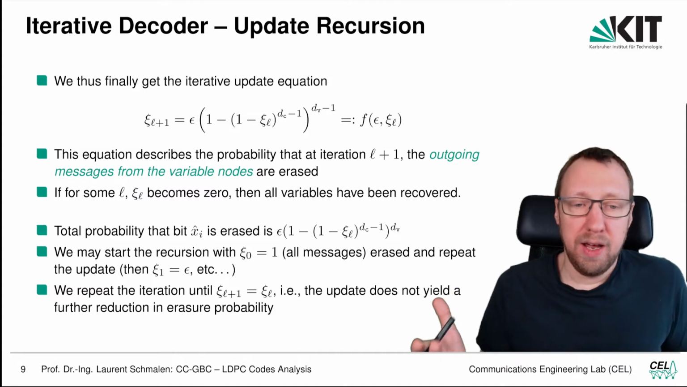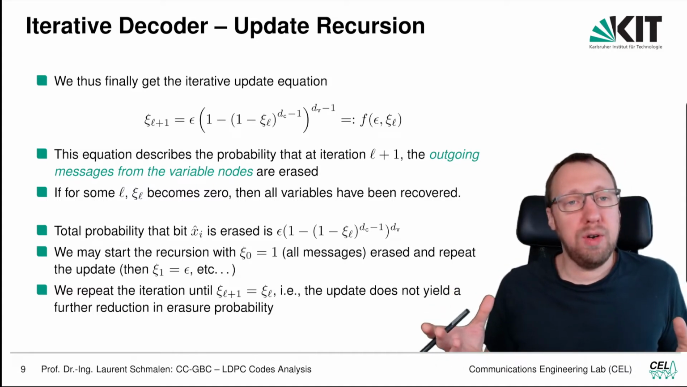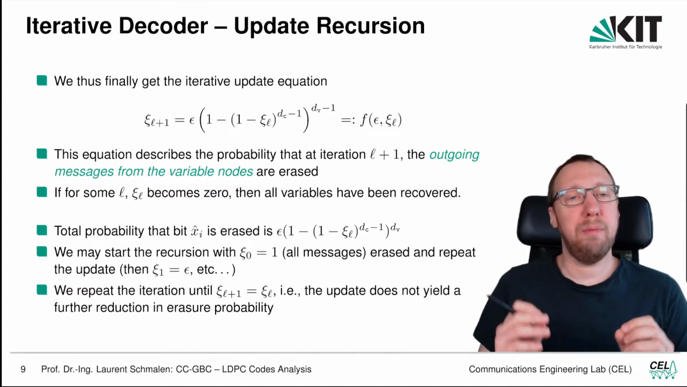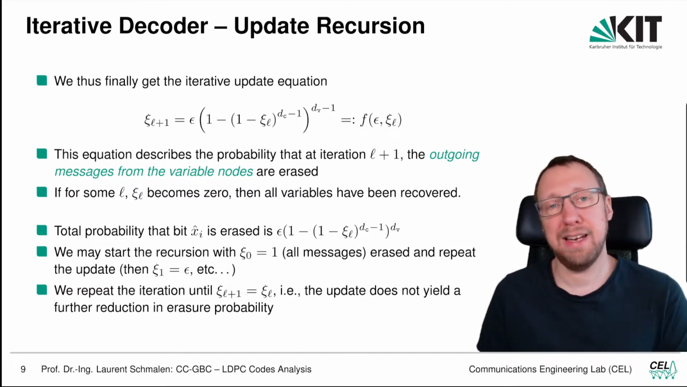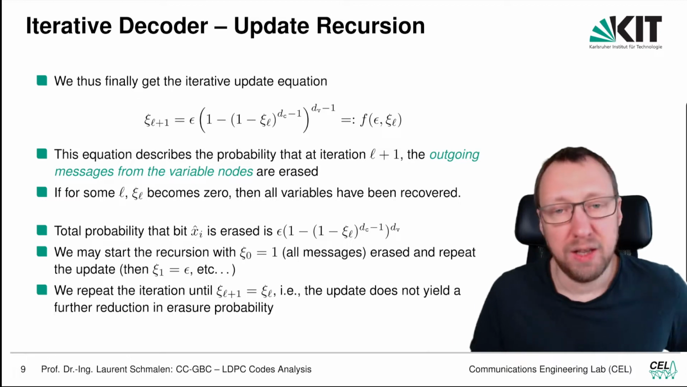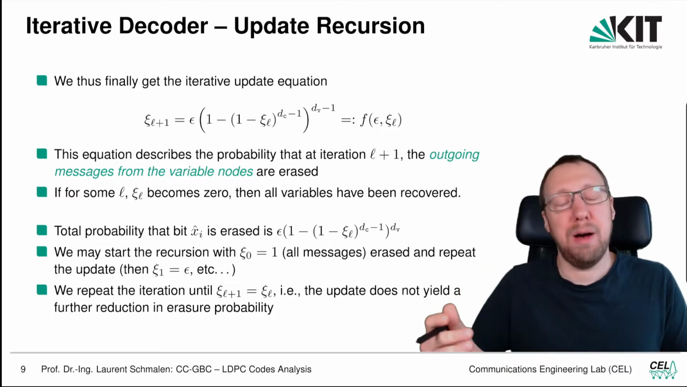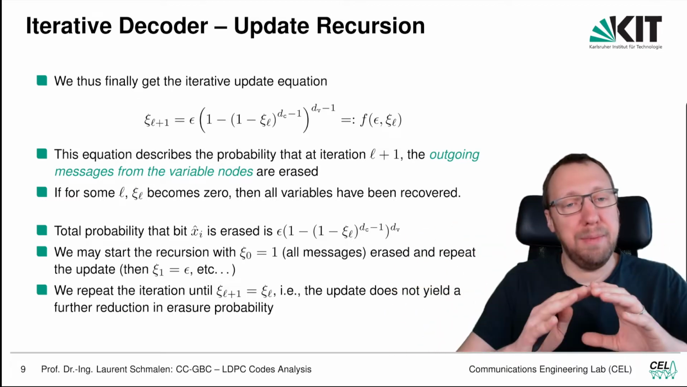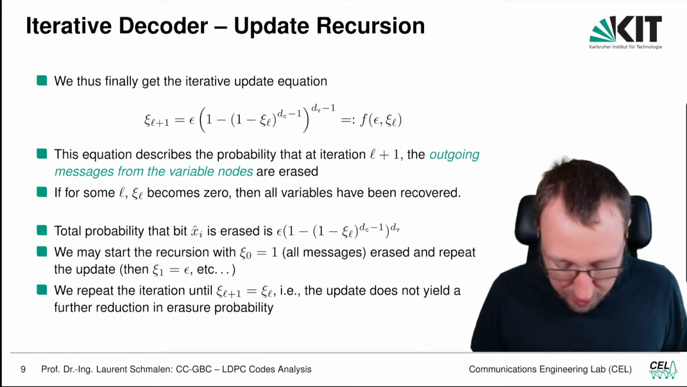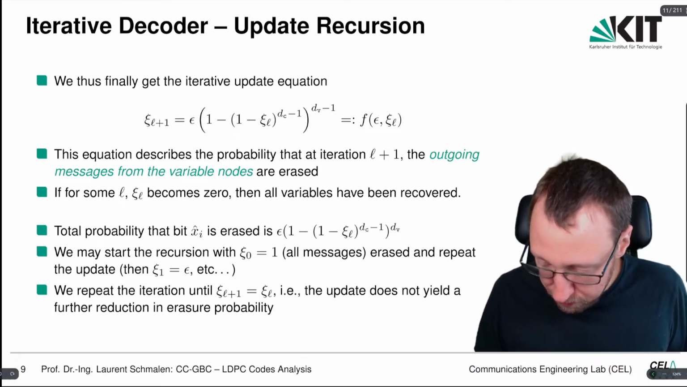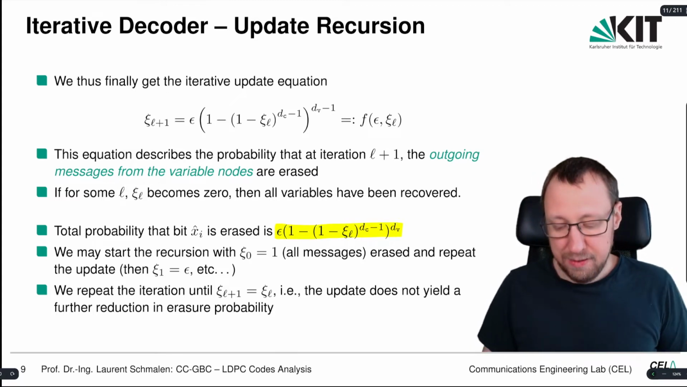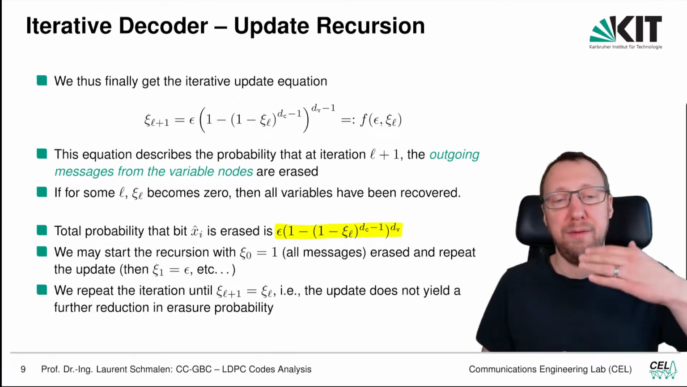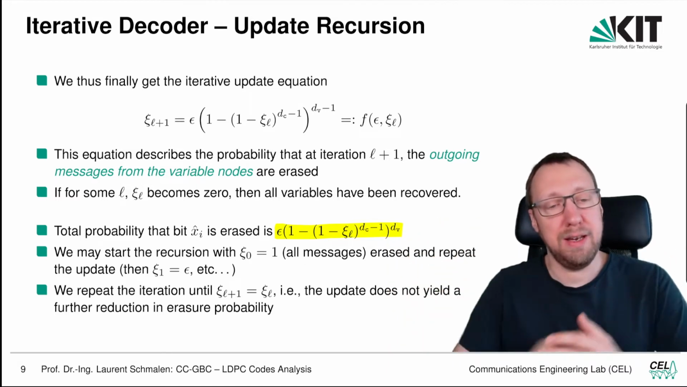So we look at the decoder. We look at the probability that one bit finally is erased. So bit x hat is erased. And that's given by the total probability, where we sum up all dv incoming messages. So that probability is equal to epsilon times (1 minus CL) power dc minus 1, power dv, because there we take all the dv incoming messages.